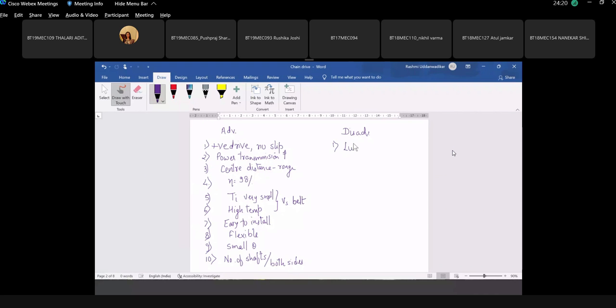Lubrication is required, yes. It's only because of the lubrication that the noise can go down. Yeah, power cannot be transmitted for long distance, so long as belt drive, yes. So center distance has to be less than that of belt drive. Manufacturing cost is definitely higher as compared to belt drive.